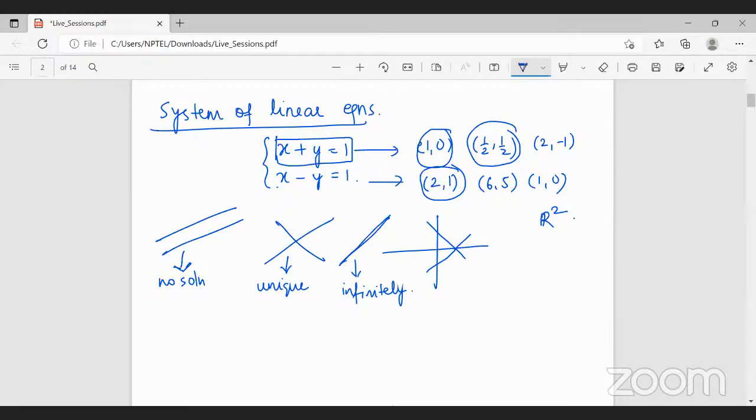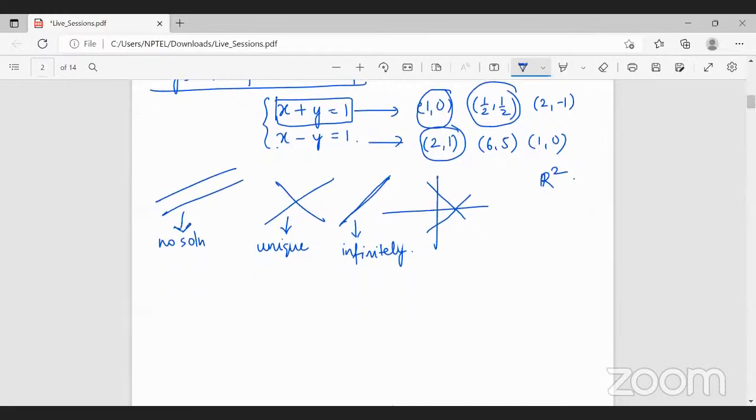So when we solve a system of linear equations, you can have either no solution, a unique solution, or infinitely many solutions. We will be seeing a lot of methods to solve a system of linear equations, not just in R2, in R3 as well. But before trying to solve, let's write it in matrix form. How do you represent a system of linear equations?